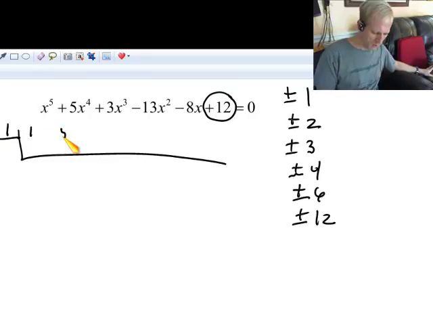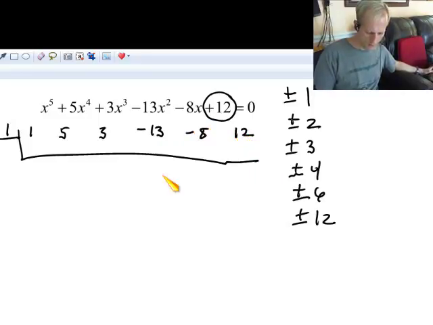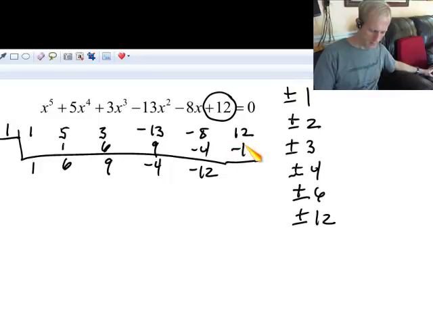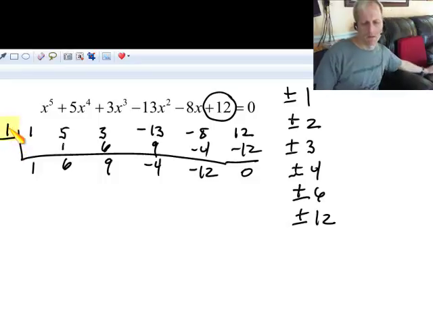So I'm going to put the coefficients of the equation into a synthetic division chart. And I always start by bringing down the first number. I multiply and add. Negative 4, negative 12. Oh, so I do get a remainder of 0. So that means 1 is one of the solutions to the equation, and if I were asked to factor the equation, x minus 1 would be a factor.